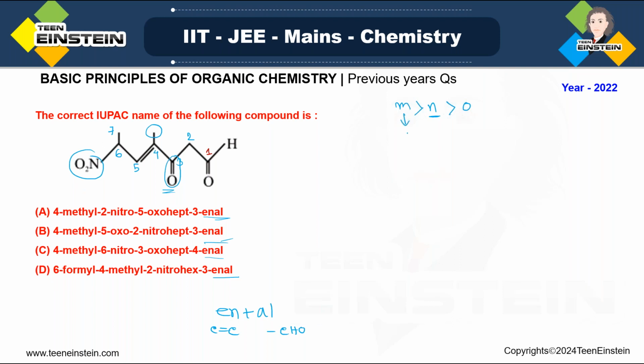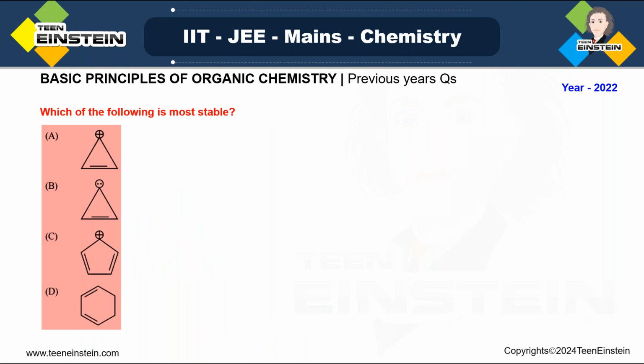4 methyl 6 nitro, then we have 3 oxo, and the double bond position is 4. So this should be the correct option, isn't it? 3 oxo, then hept. Hept is for 7, though all are hept except the last one. And the position of the double bond starts from 4. This is the carbon where the double bond is starting, so the double bond position is 4. So 4 enal. So option C should be the correct option. Fine.